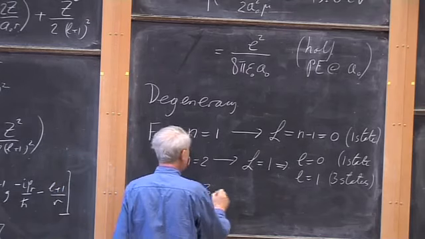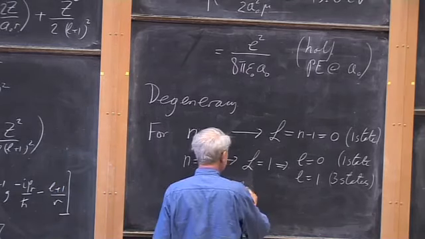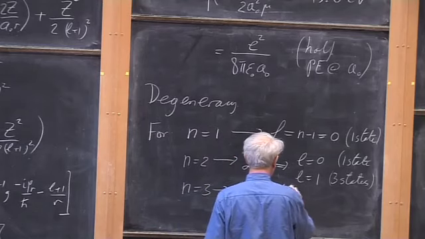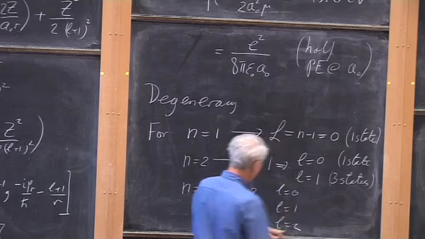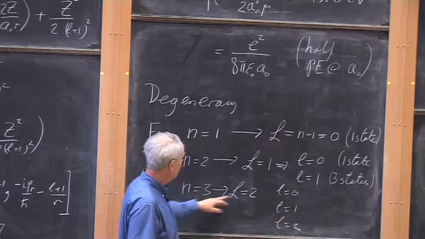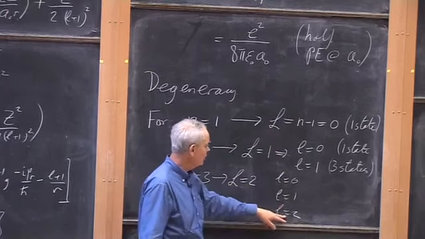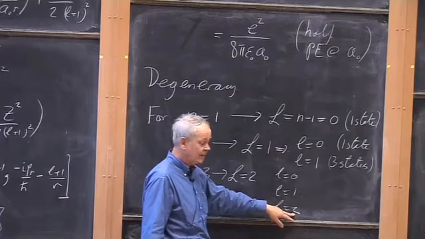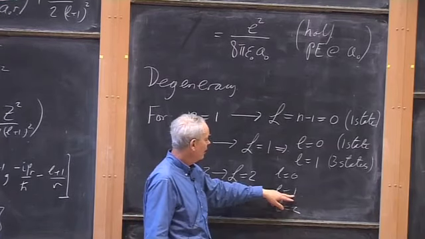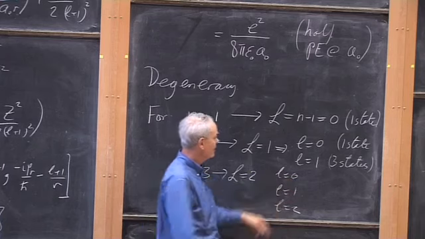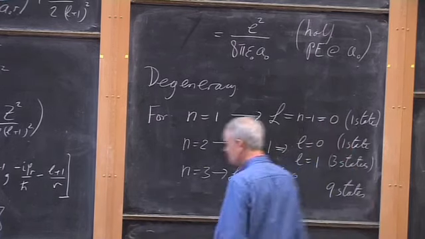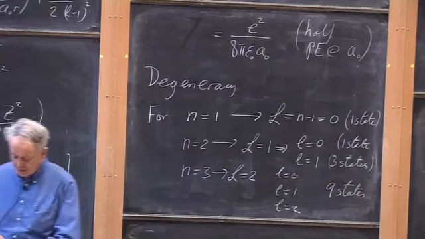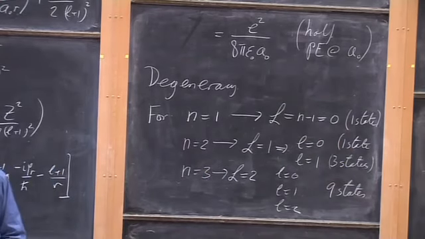So the number of states is increasing rapidly because there'll be 5 states for n equals 3. The maximum angular momentum will be 2. For 2 units of angular momentum, you've got 5 possible orientations, and then you've still got 3 of these and 1 of those, so that's 9 states, etc. So the structure we've derived is extremely degenerate.